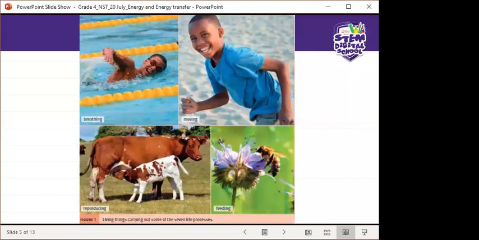Okay, so Malik is saying when you're walking, it's energy. So when you are walking, you require energy to do that.